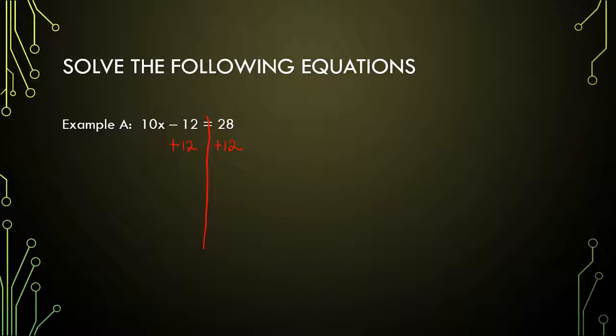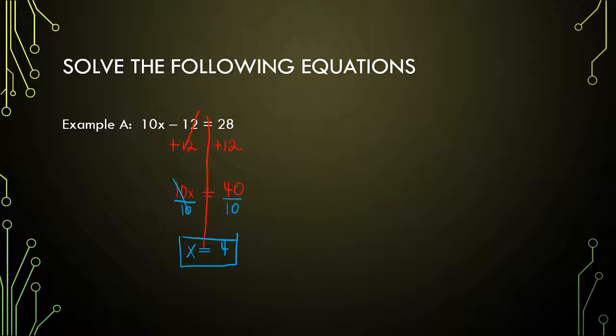On the left side, negative 12 and positive 12 cancel, we bring down 10x. On the right side, 28 plus 12 is equal to 40. Now we're down to one number left to get x by itself. To get rid of this 10 being multiplied to x, we're going to divide both sides by 10. When we do that, on the left side, 10 divided by 10 reduces to 1, leaving 1x. And on the right side, 40 divided by 10 reduces to 4, giving us an answer of x equals 4.